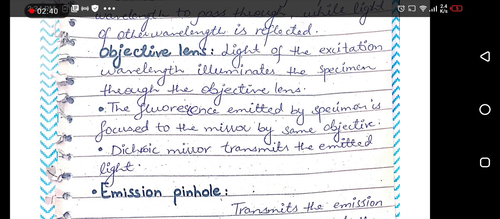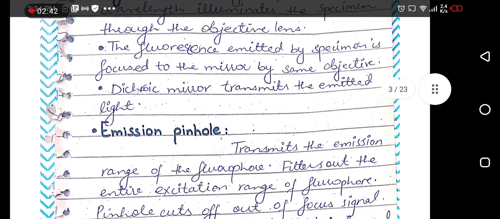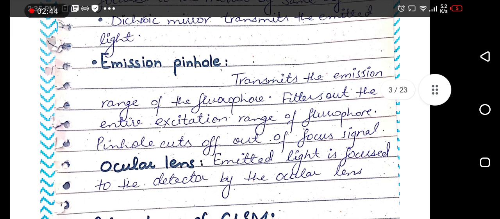The dichroic mirror transmits the emitted light. The emission pinhole transmits the emission range of the fluorophore and filters out the entire excitation range of the fluorophore. The pinhole cuts off the out-of-focus signal. The ocular lens is used to emit light to be focused on the detector.